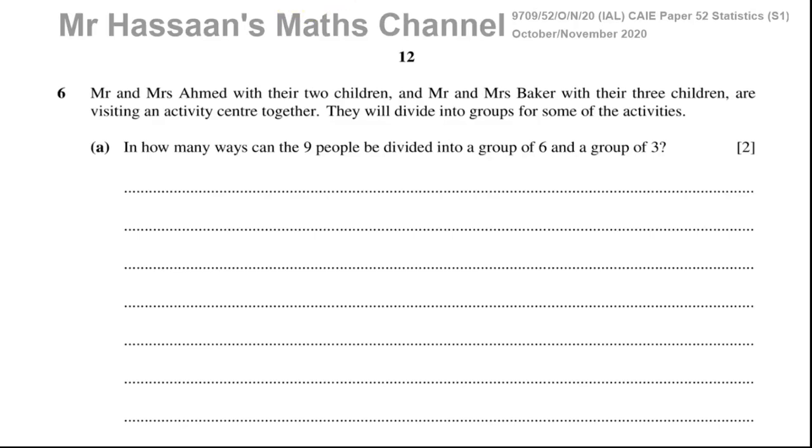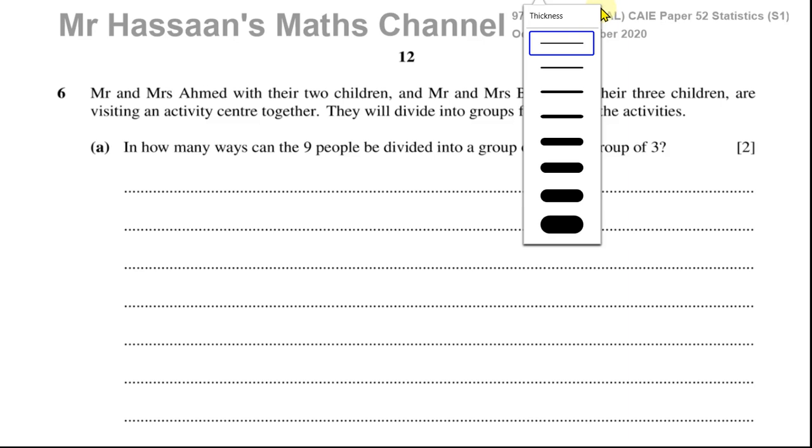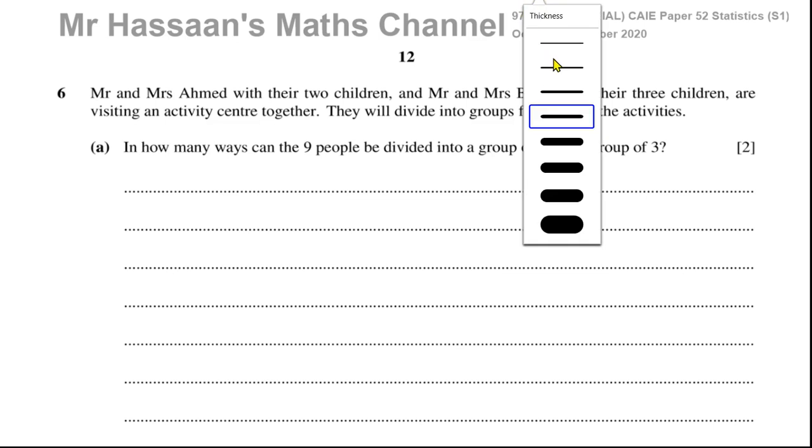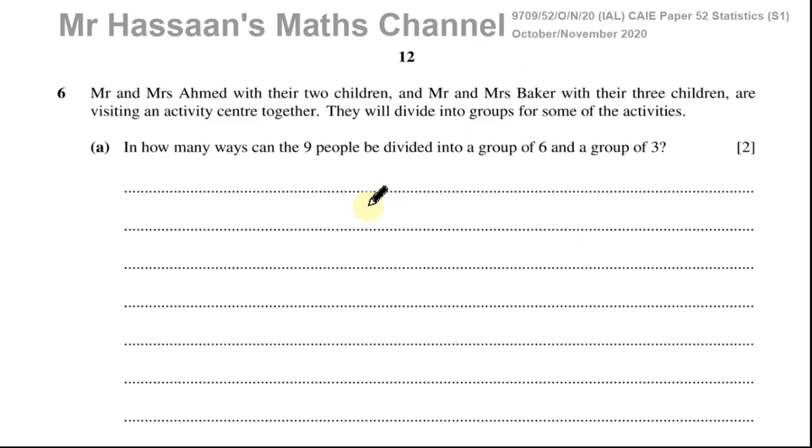Maths channel. I'm now answering question number 6 from the October-November 2020 Cambridge paper 5 variant 2. This is the statistics S1 paper from the 9709 syllabus. And this question is about permutations and combinations, and it's one of those topics that many students have some issues with.